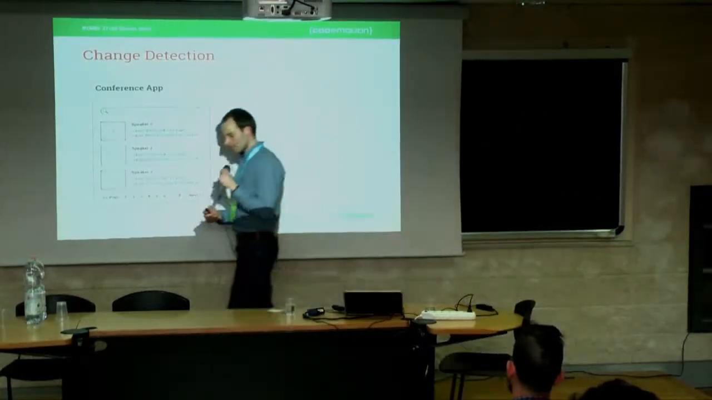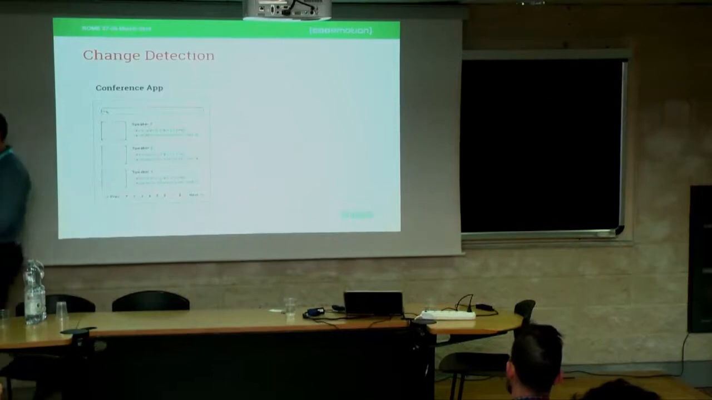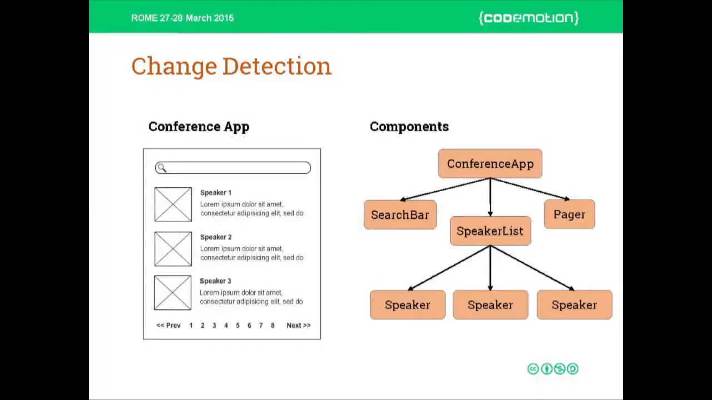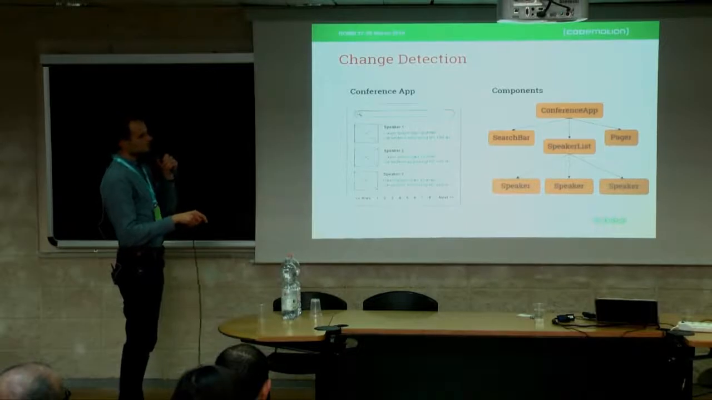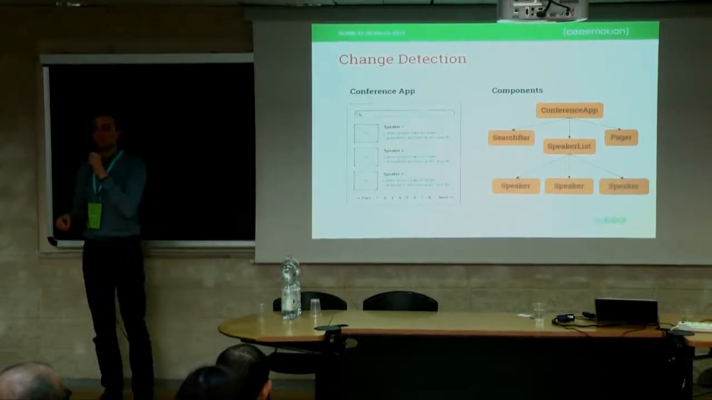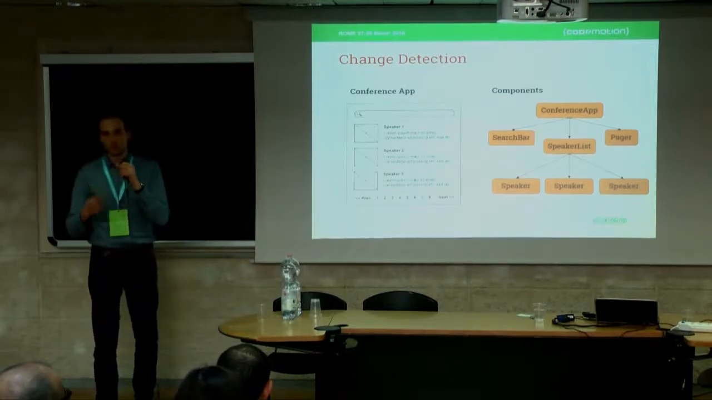If we take a look at this simple application, it's an application about a conference. We have a search bar, we have some speaker list, we have some pager. Very simple. This can be rewritten with some model like this. So this is basically modeling our application in some smaller parts that are hopefully independent, and we can work with them independently.